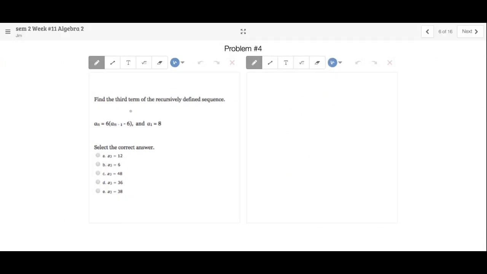Okay, number 4. It says find the third term of the recursively defined formula. I'm going to let you guys do this one on your own, because I want to take attendance right away. So I'm taking attendance. You guys do that problem, and I will be back right in a hurry.